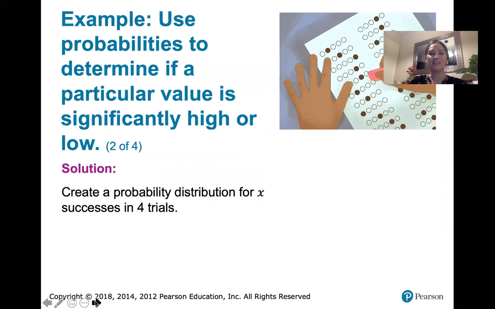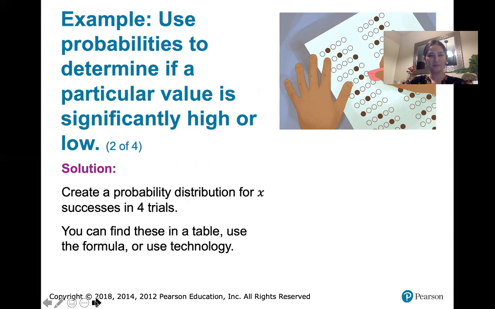So in order to do this, we're going to create a probability distribution for X successes in 4 trials, because each guess corresponds to a trial. And we're going to define success to be getting that answer correct. That's a correct guess, and that's success.